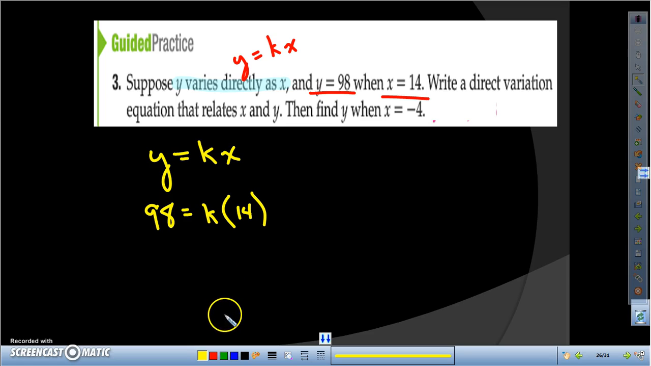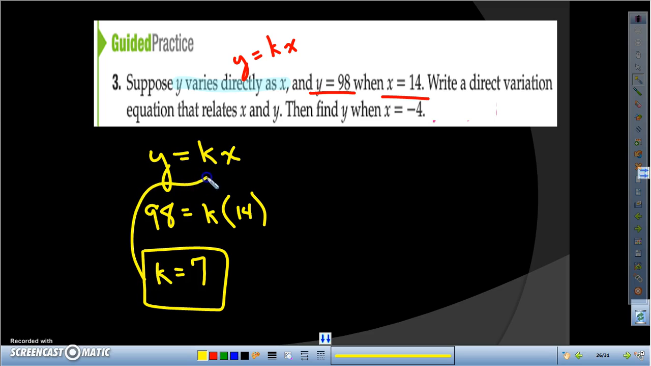And so this gives me a one-step equation here. I'm going to be dividing by 14 on both sides to solve for k, and 98 divided by 14 gives me 7. So then I take that back up to my original general form and plug it in for k to get a direct variation equation that relates x and y. Okay, y is 7 times x.